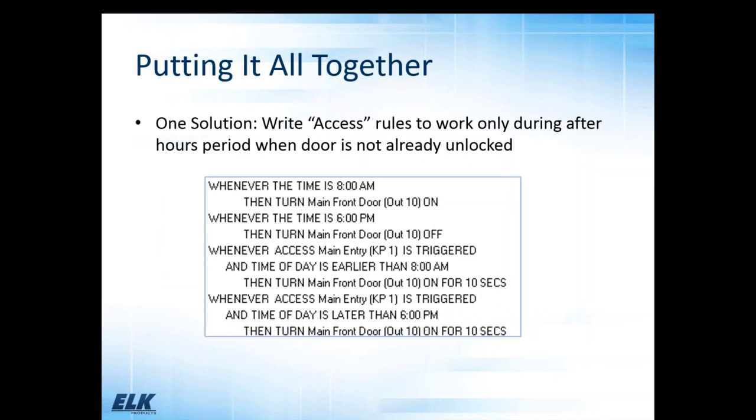In our scenario, we can use later than or earlier than. So whenever it's 8 a.m., we turn the output on. Whenever it's 6 p.m., we turn it off. But now, whenever somebody walks up and swipes their card, we can use a conditional AND statement. Is the time earlier than 8 a.m.? If it is, then it'll turn the output on for 10 seconds. Or if the time is later than 6 p.m., it'll turn it on for 10 seconds. That way, the door remains unlocked from 8 a.m. to 6 p.m., so our rules don't conflict with each other.